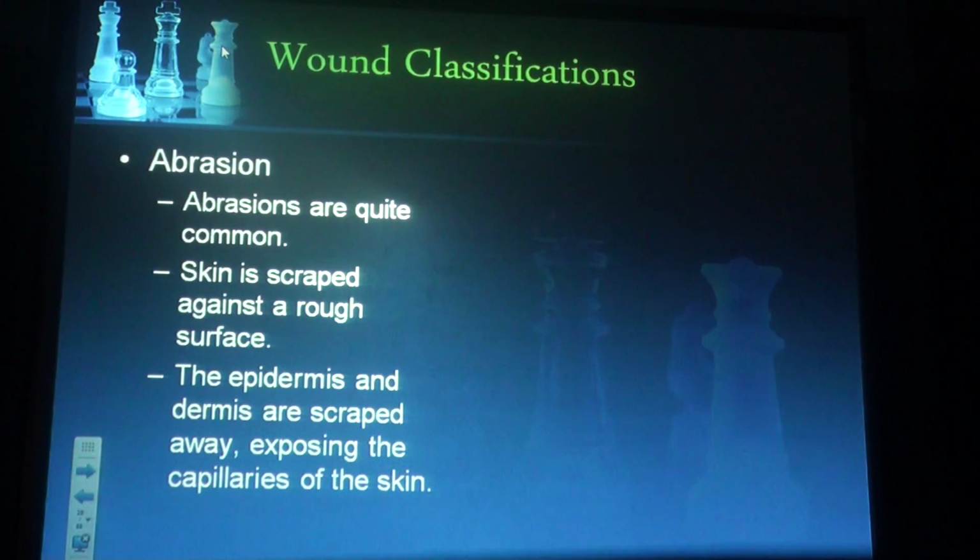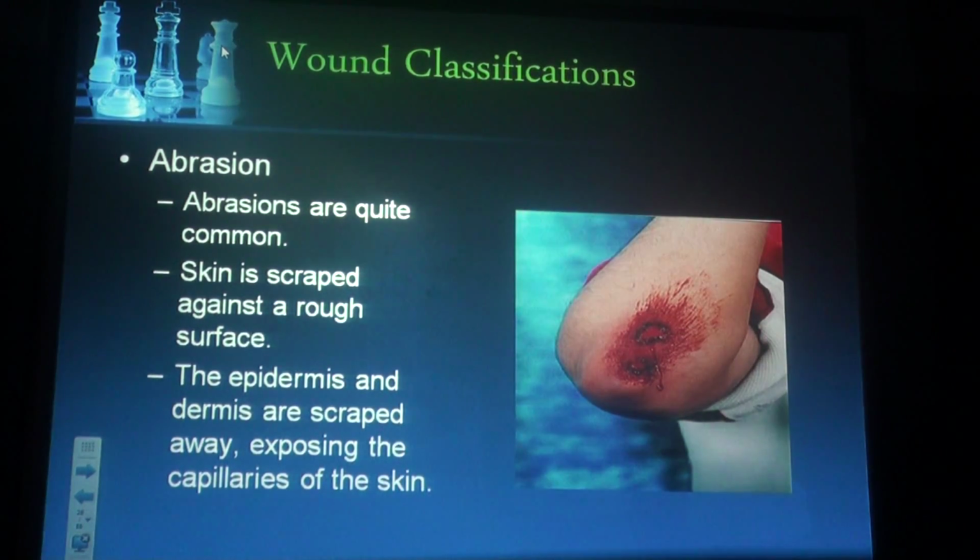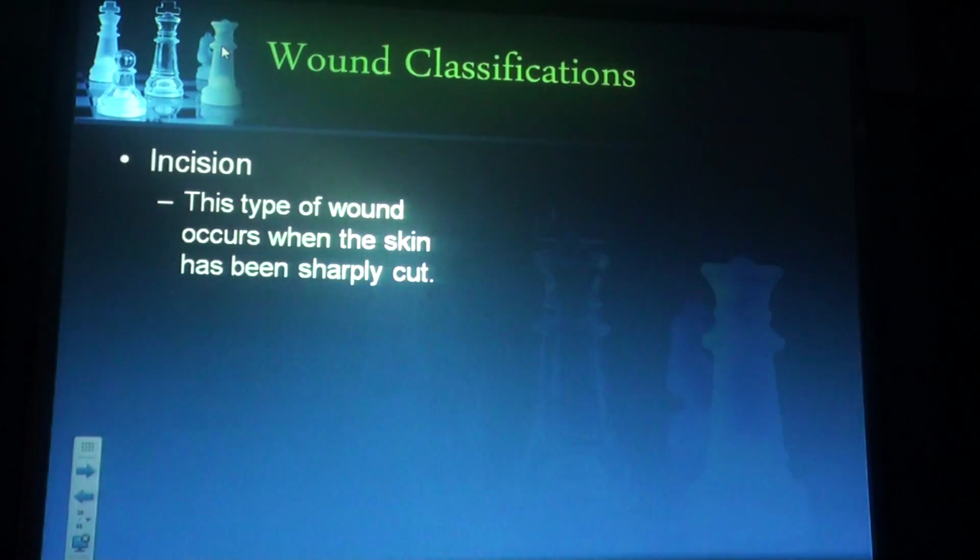Abrasions are quite common. The skin is scraped against a rough surface. The epidermis and dermis are scraped away, exposing the capillaries of the skin. There it is right there. This football player, or I guess it could be a lacrosse player, has a turf burn on their arm, but that is an abrasion where it scratches across. This can happen even if you fall on the concrete or something like that. It's just a scraping. Or what some people say, hey, I just have a scrape.